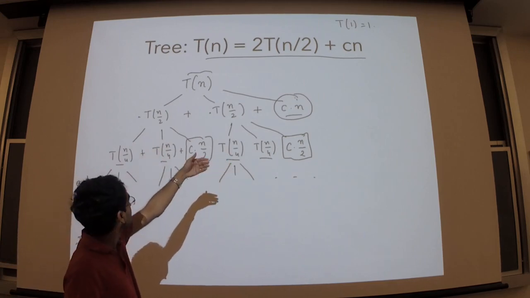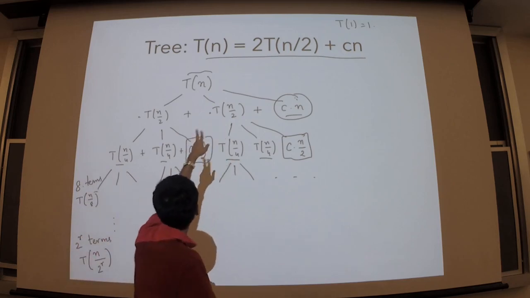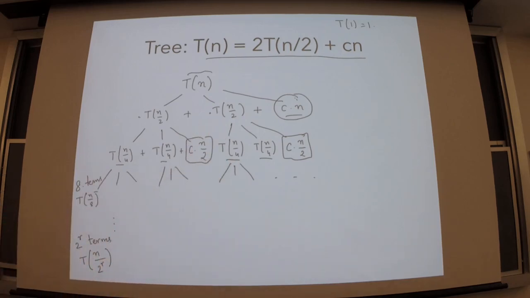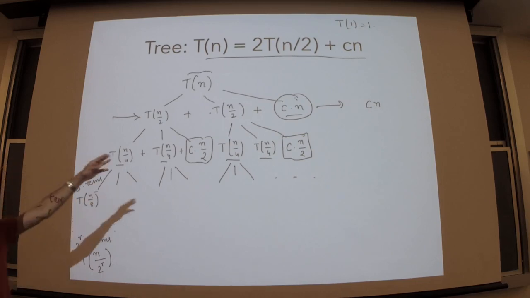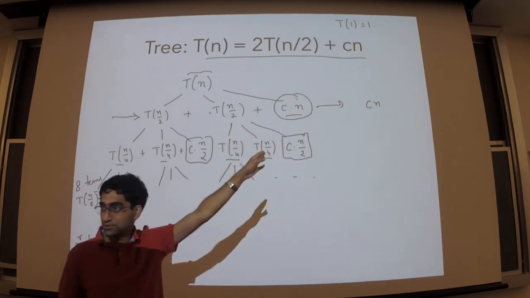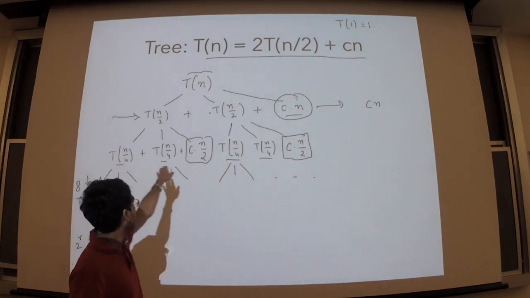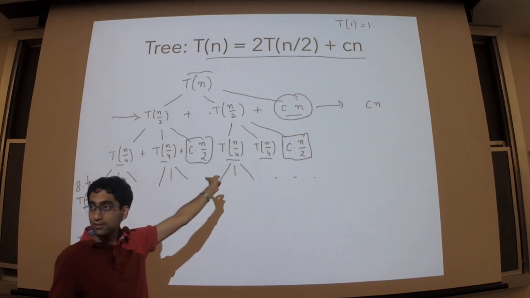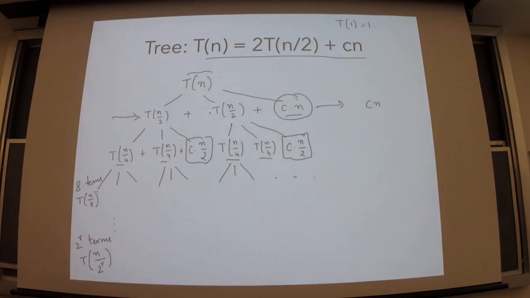Right? So what is the total amount of additional work you're doing at this level? Here it's just C times n, there's only one term. What do all the extra terms here add up to? C times n. Here again it's C times n because there are 2 terms that are Cn by 2, so this adds up to Cn.